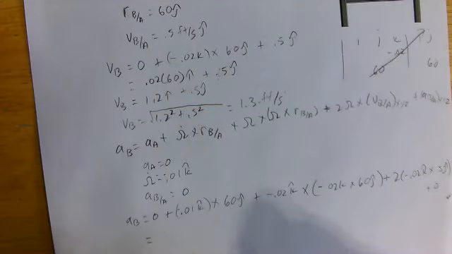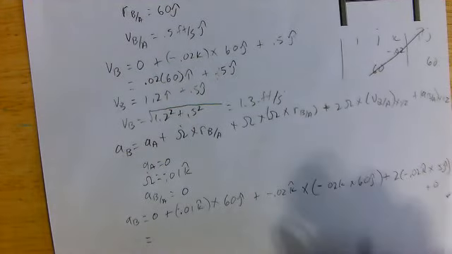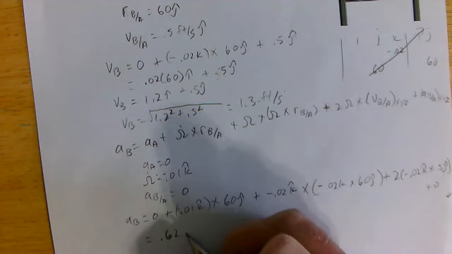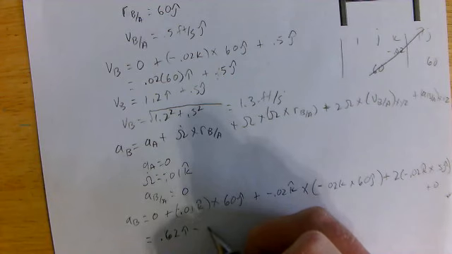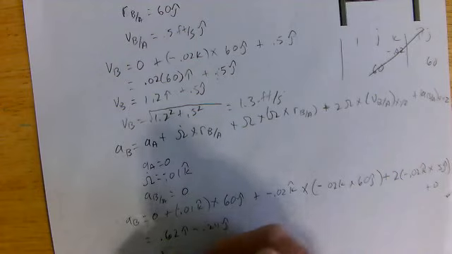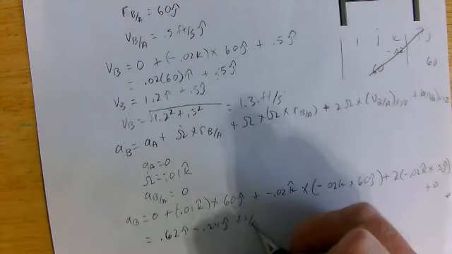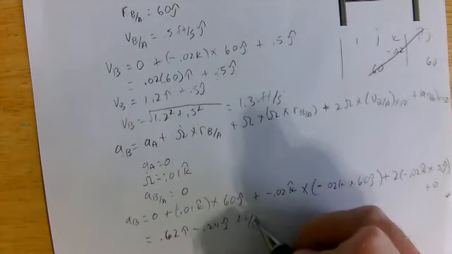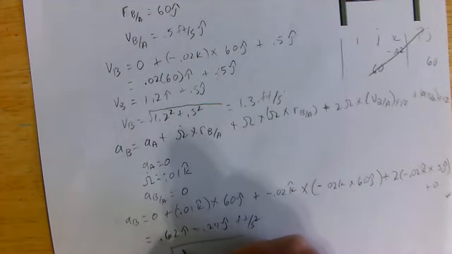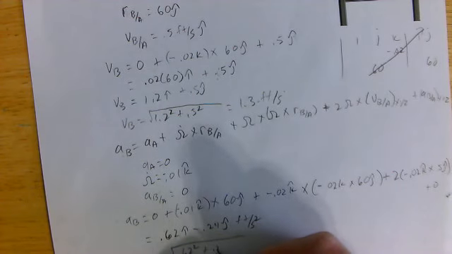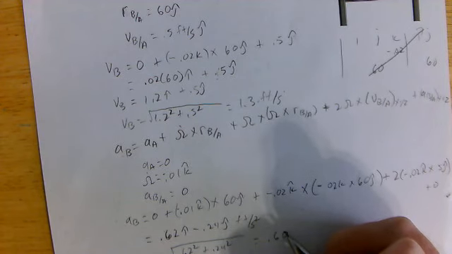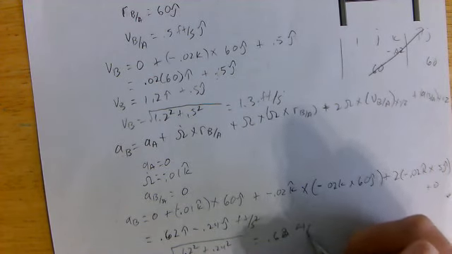So doing the cross products and summing everything up, we get 0.62 in the I minus 0.24 in the J feet per second squared, and the magnitude would be the square root of 0.62 squared plus 0.24 squared, and that is 0.62 feet per second squared.